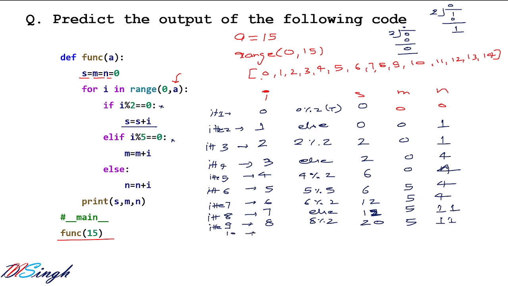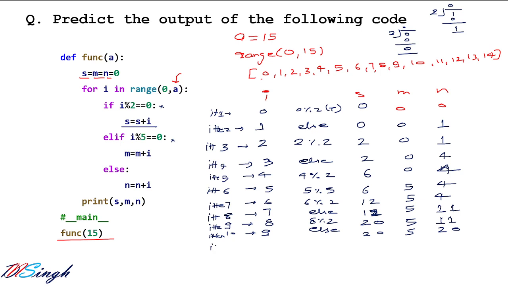Iteration 10, the I value will be 9, and 9 mod 2 does not result in 0. 9 mod 5 will not result in 0. It will go to the else part. In the else part, 9 will be added to n. So n value will become 20, because 11 plus 9 is equal to 20. Here m is 5 and the s value will remain 20 only. This is iteration 10.